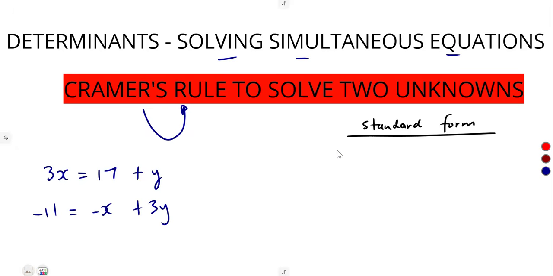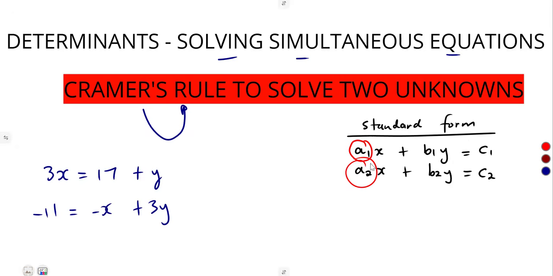So the standard form is given using constants a, b, c. We are going to have a1x plus b1y is equal to c1. Then a2x plus b2y is equal to c2. So a1, a2 are the coefficients of x. b1, b2 are coefficients of what? Of y. Then we've got c1 and c2 as the constants.